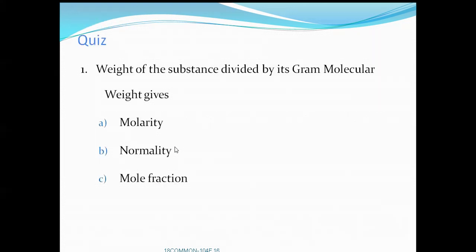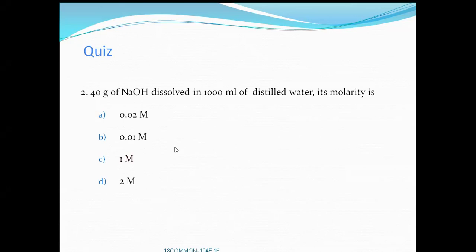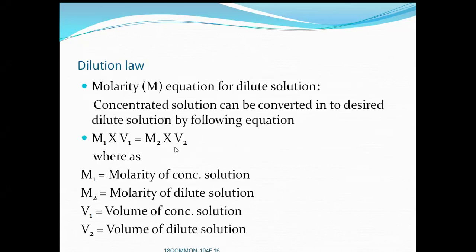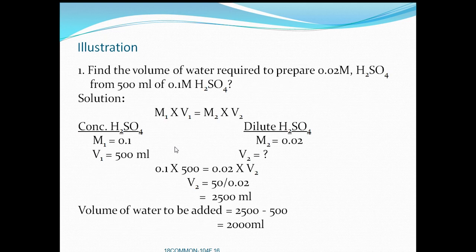After that we discussed the dilution law. So now once again I'm repeating the dilution law. What is the dilution law? Dilution law means one solution has some concentration and some volume. If you convert it to another concentration, the volume also changes. At that time, we can calculate the terms by using M1 into V1 equal to M2 into V2. Already we discussed what the values of M1, M2, V1, V2 are. I am not repeating that.